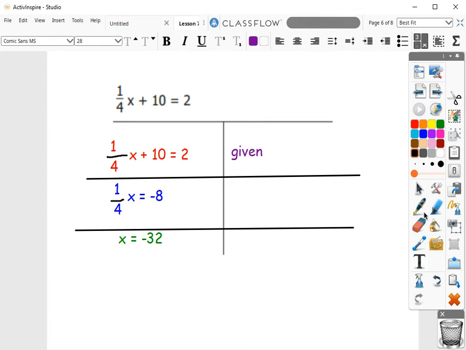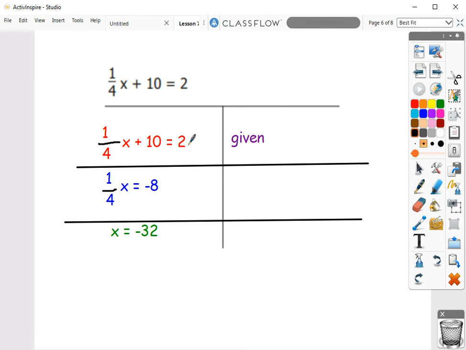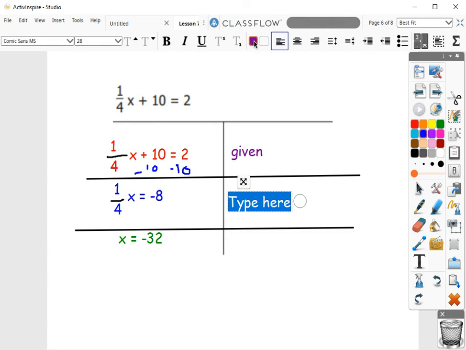Now, what changed? What's missing? I see a 10. How do I get rid of that 10? Oh, I'm supposed to subtract 10 from this side and subtract 10 from this side too. Once we do that, we realize that these 10s cancel and 2 minus 10 is -8. We subtracted, so there's a property for that? Yeah, it's called the subtraction property. So it is done.